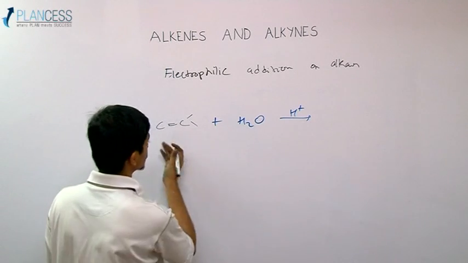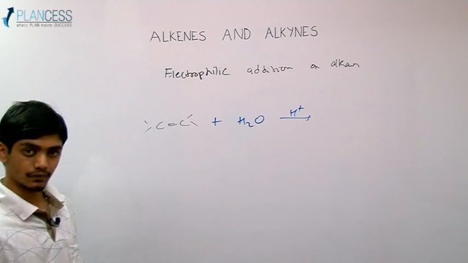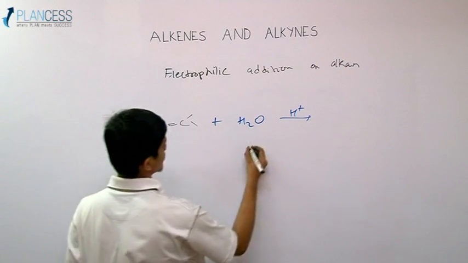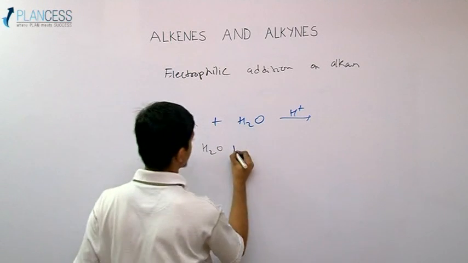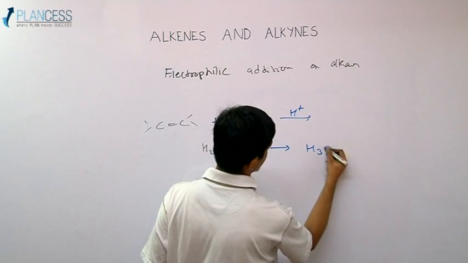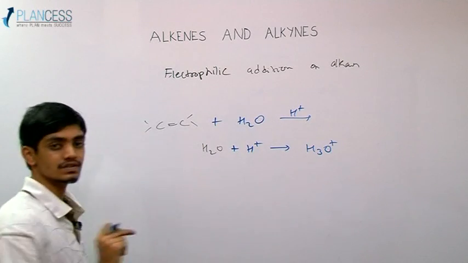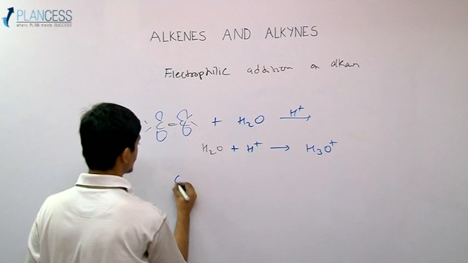So alcohol is there, water is there, electron density we have. So where is the electrophile? The electrophile is generated when you react this H2O with H plus. When H2O is reacted with H plus, you will get H3O plus. And now this is exactly the electrophile which is required for this addition.